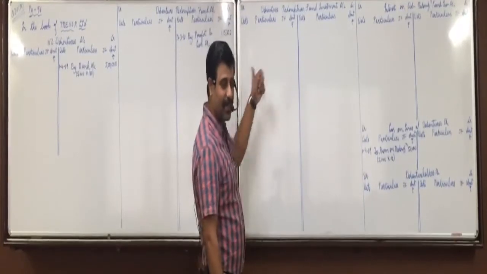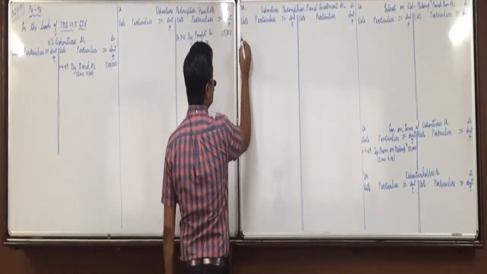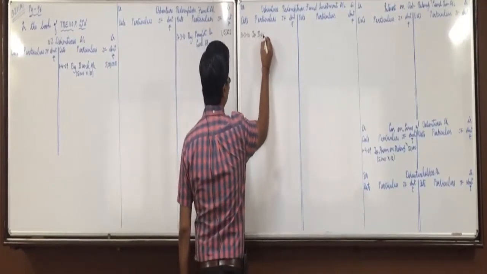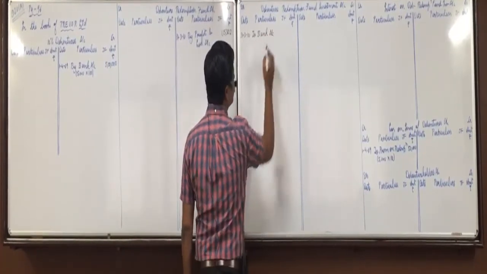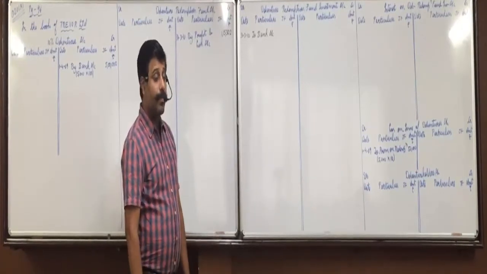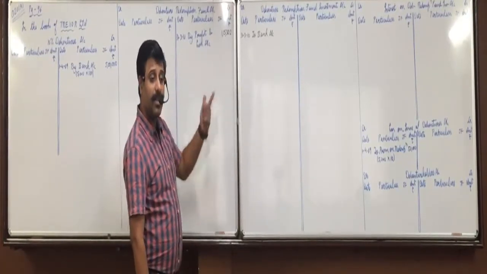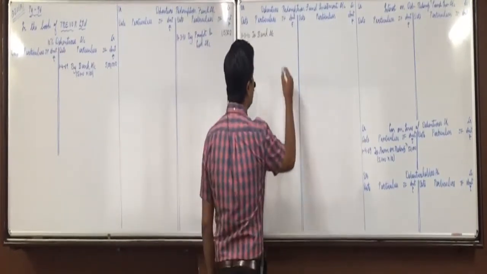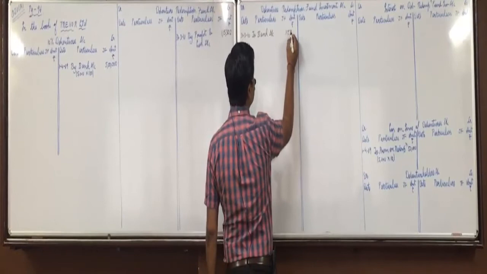Debenture redemption fund investment account on debit side, 31,310 to bank account. What amount? Is it given multiple of 10, 100, anything? So the full amount will be invested, 115,302.